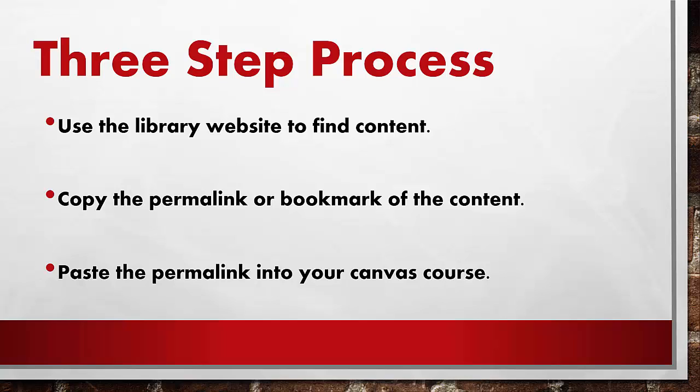So now I've shown you a representative example of how you can integrate library resources and content into your Canvas course. The process is very similar no matter if you're copying an online article, book, or video. You simply go through the same three-step process. First, again, you're going to use the library website to find your desired content. Then you're going to copy the permalink or bookmark of that content. And then finally, we're going to paste the permalink into your Canvas course.